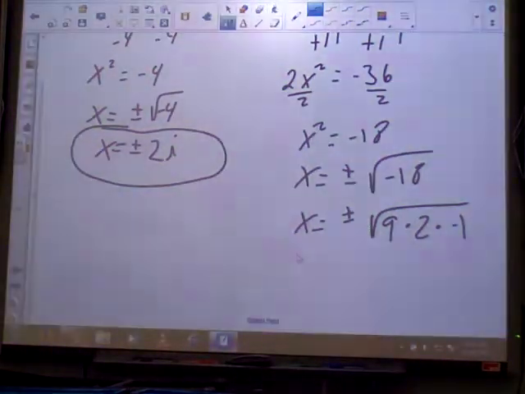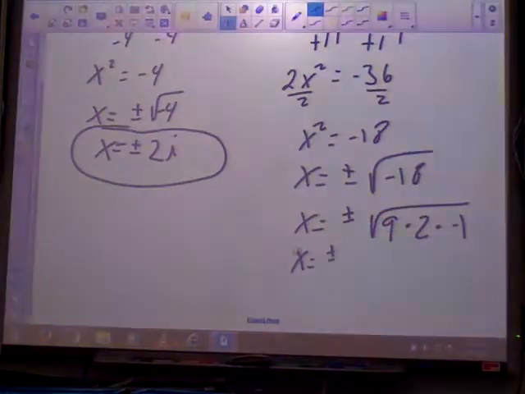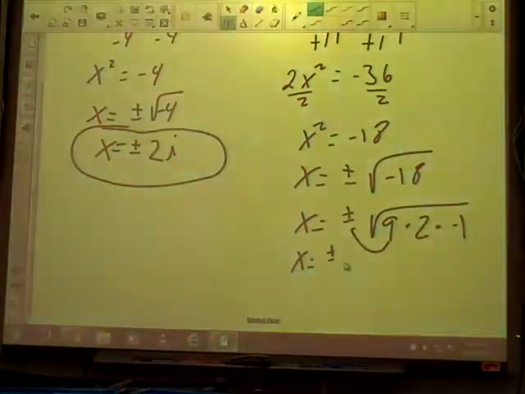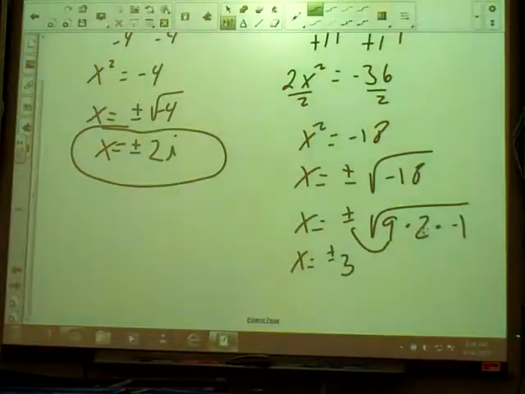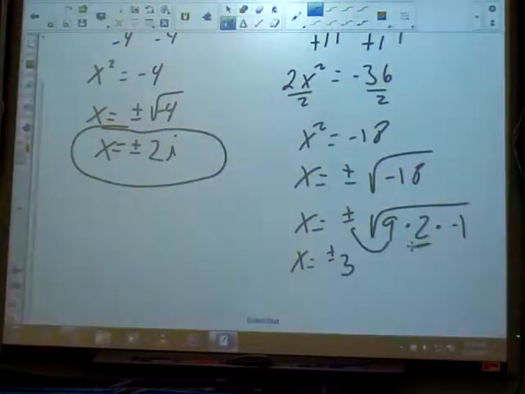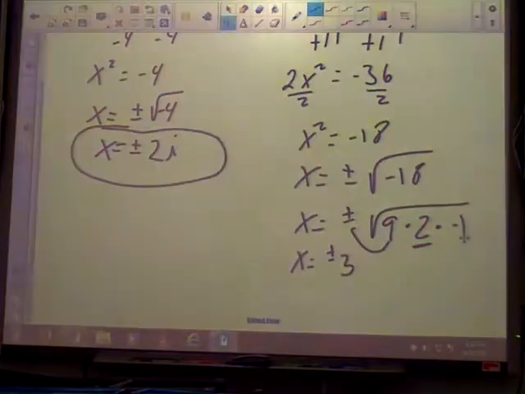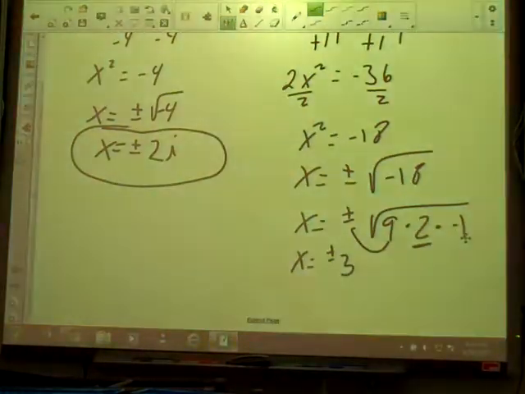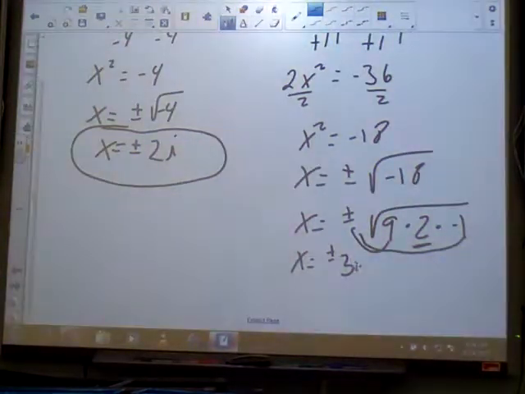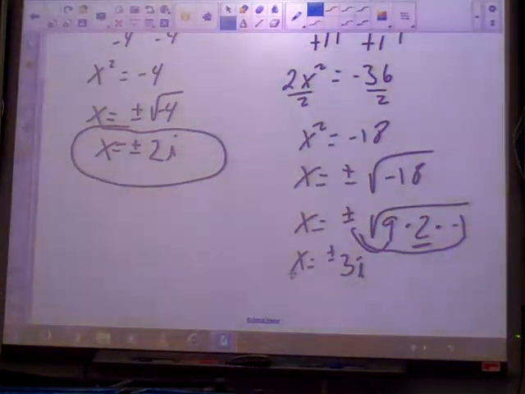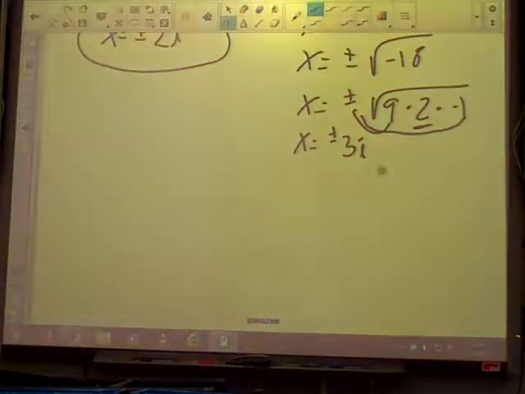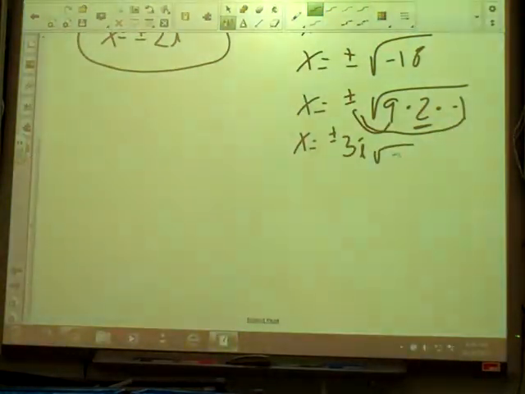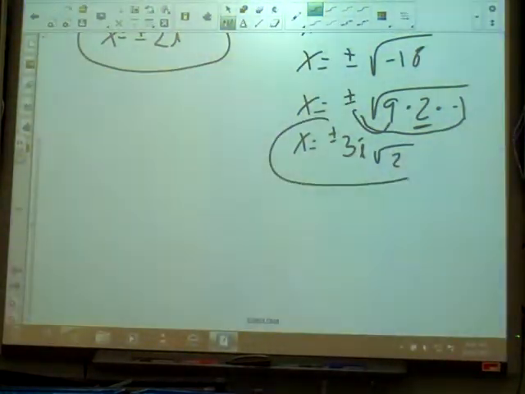So the square root of 9 is 3, so I'm going to have plus or minus 3. That gets to come out. 2 doesn't have a perfect square, so it's going to have to stay in. Negative 1, that's a perfect square. What's the square root of negative 1? i. So an i gets to come out and play wiffle ball. So I got x is plus or minus 3i, and then in the house doing the chores is 2.